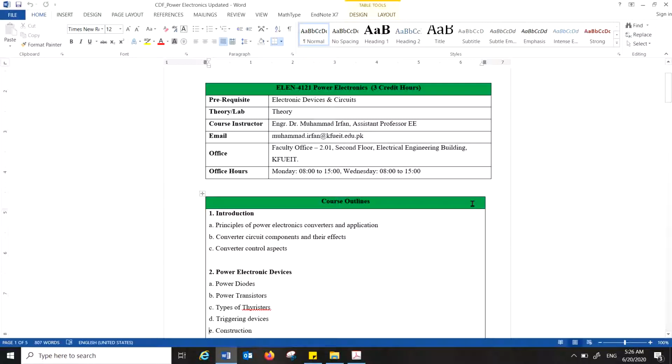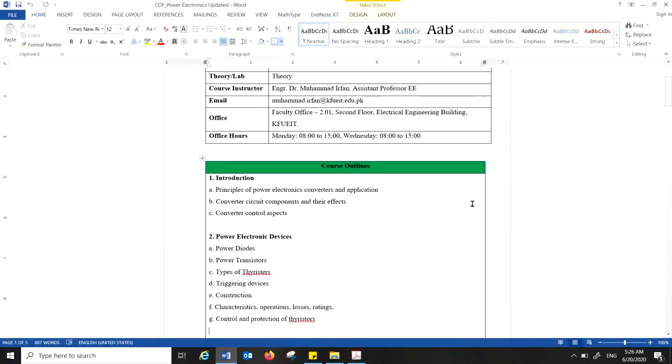Then we moved to the power transistors, which include MOSFETs, JFETs and BJTs. We discussed them in great detail, including their regions of operation like saturation, cutoff, and active regions. And then we discussed their construction, operation, losses, and their benefits.